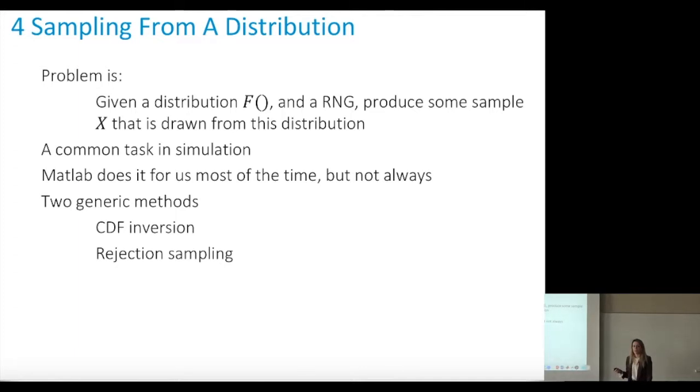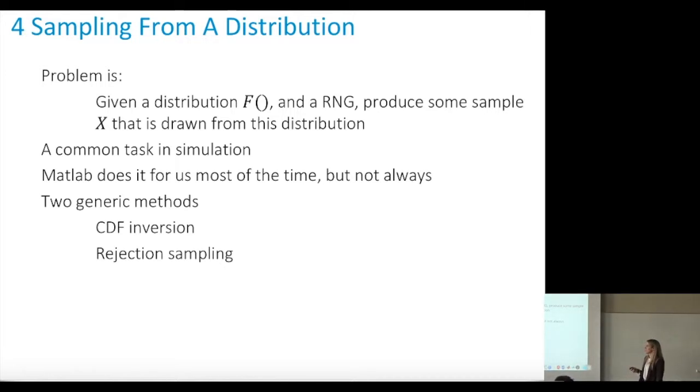After seeing how to correctly use a random number generator, now we will see how to sample from a distribution. The problem here is that we have a distribution f, and we know how to sample from the uniform distribution between 0 and 1. This is done by the random number generator. And we want to produce a sample from the random variable x that is drawn from the distribution f.